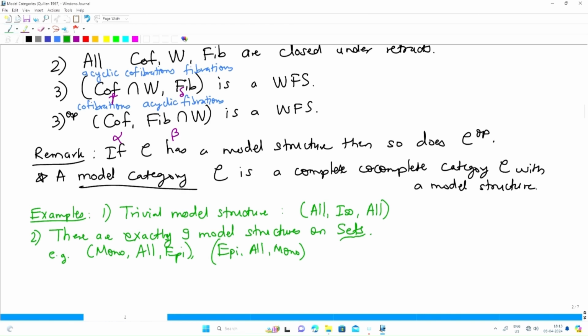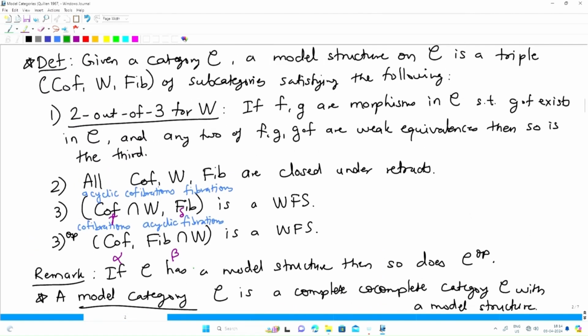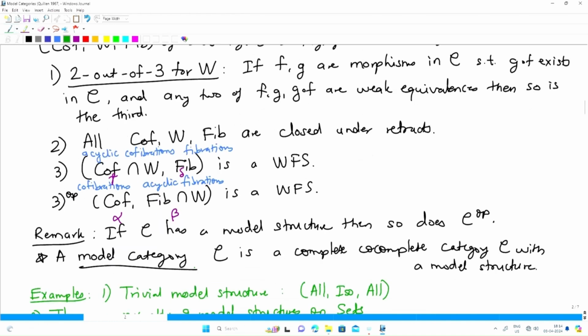No, we just need a tuple, a 3-tuple of subcategories: cofibrations, W (the weak equivalences), and fibrations. Huh? What is B? No, there is no fourth component. It's just a triple of subspaces. Yeah, fibrations, FIB.